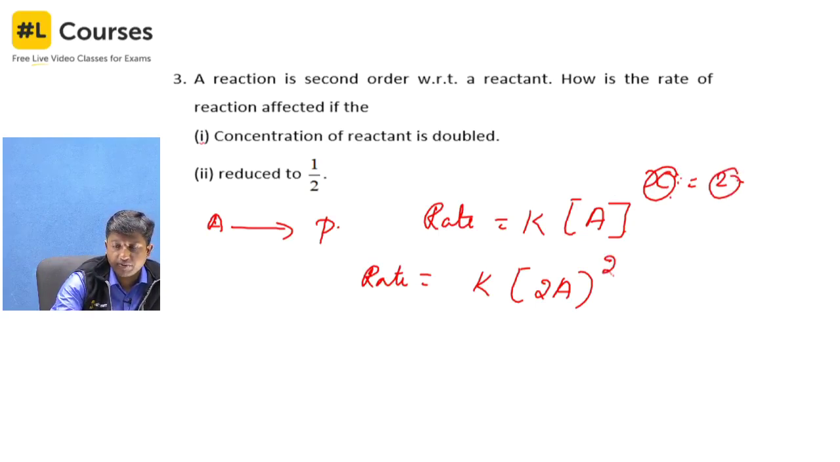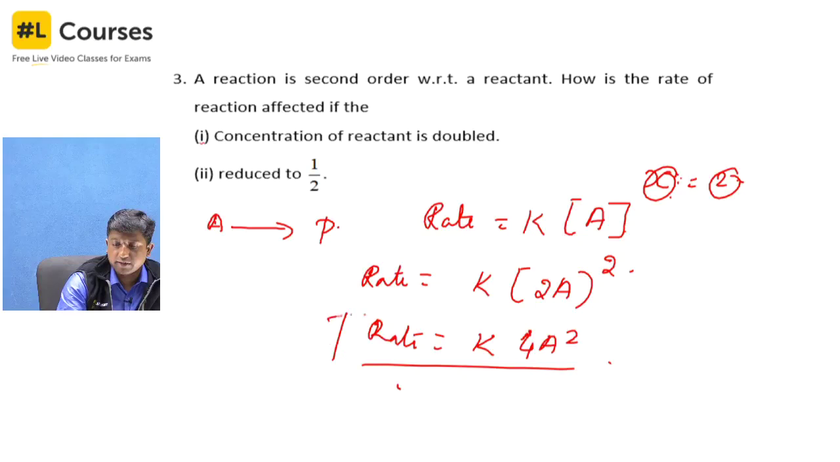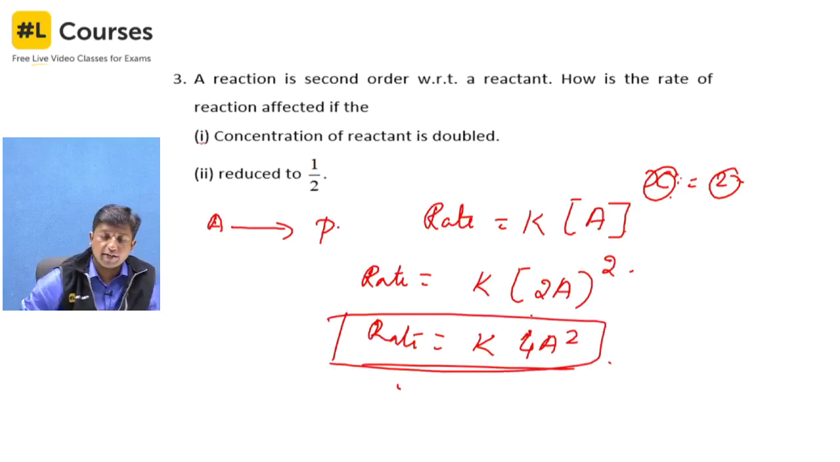So they have given this in the problem. So rate will be equal to K into 2 squared, which is 4A square. So we know that this is the answer here. The rate of the reaction increases by 4 times its original rate.